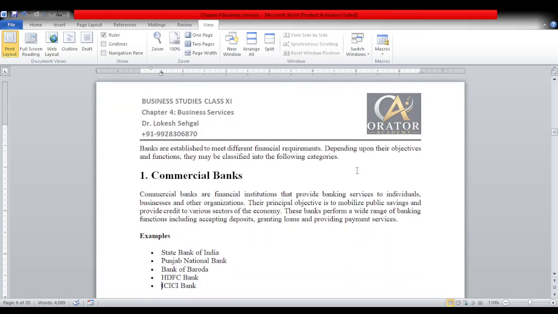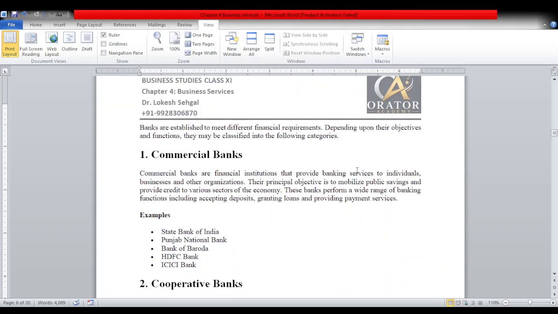First, you are studying about the commercial bank. Commercial banks like SBI, HDFC, IDBI, ICICI, Bank of Baroda, Punjab National Bank. So these are the commercial banks. They are providing commercial services to customers, consumers, or banking organizations.